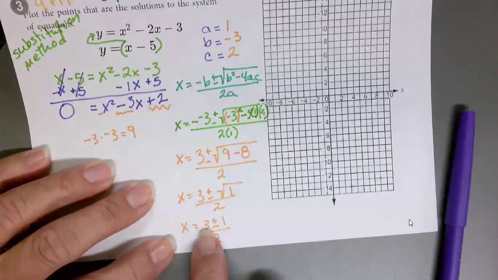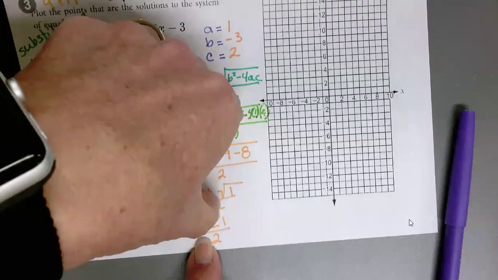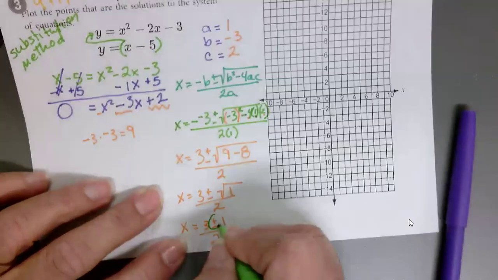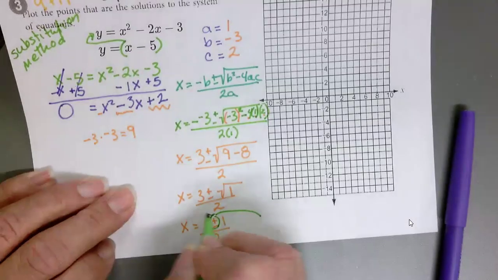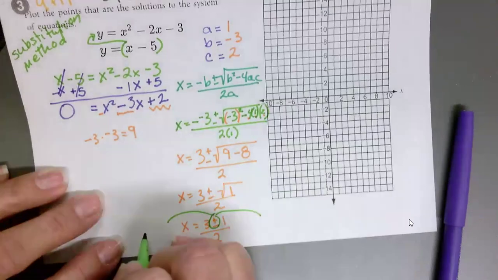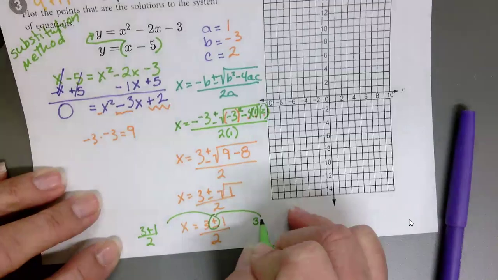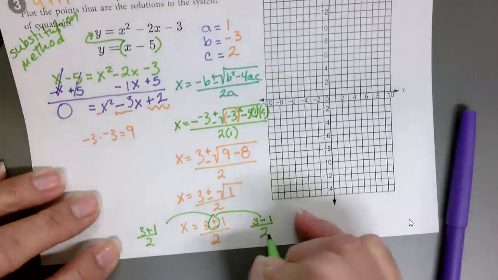We know how to do 3 plus 1. We know how to do 3 minus 1. So from here, we need to write the problem twice. I'm going to write it once over here and once over here. So we're going to get 3 plus 1 over 2, and then we have to do 3 minus 1 over 2.